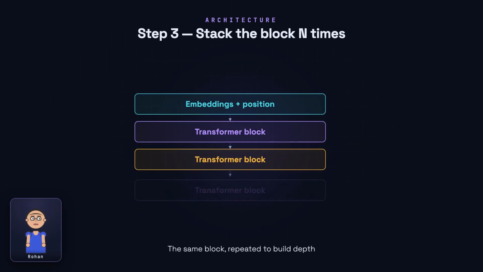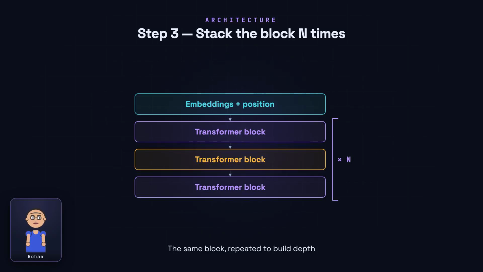Now the key idea: we don't use just one block. We stack the identical block n times: 12, 48, over 100 in the largest models. Each layer refines the vectors a little more, so early layers might capture grammar and later layers capture meaning and intent. That's what the little times n bracket means. The same recipe, repeated to build depth.